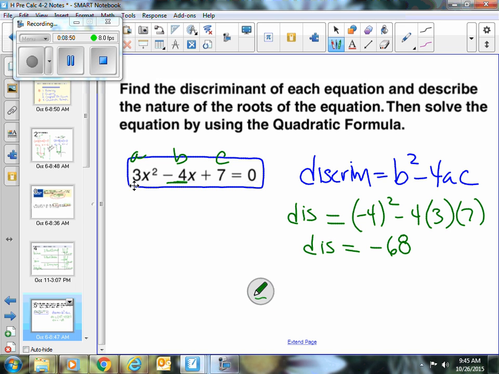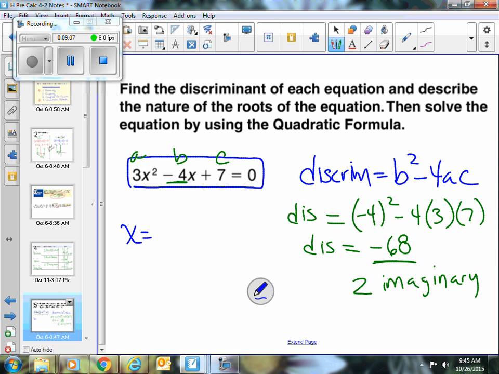Now, what does that tell you? What does it mean? If you get a -68, well, that means you have 2 imaginary solutions. If my discriminant is negative, I'm going to have imaginary answers, so 2 imaginary solutions. So right away, I know this graph, when you looked at it, it should not have crossed the x-axis. There are no x-intercept points.